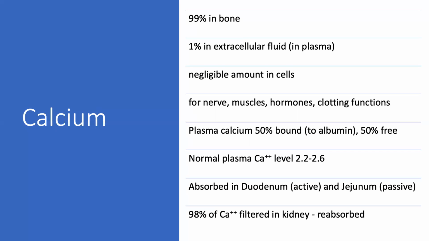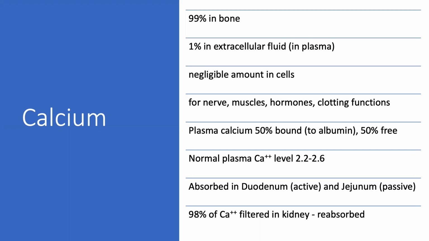Calcium, as we know, most of the calcium in our body is in the bone. 99% of calcium is in the bone. Only 1% of the body calcium is in the extracellular fluid, which is in plasma. Not a lot of calcium is in our cells. So what do we need calcium for? We need it for nerve actions, muscle contraction, hormonal action, and clotting functions.